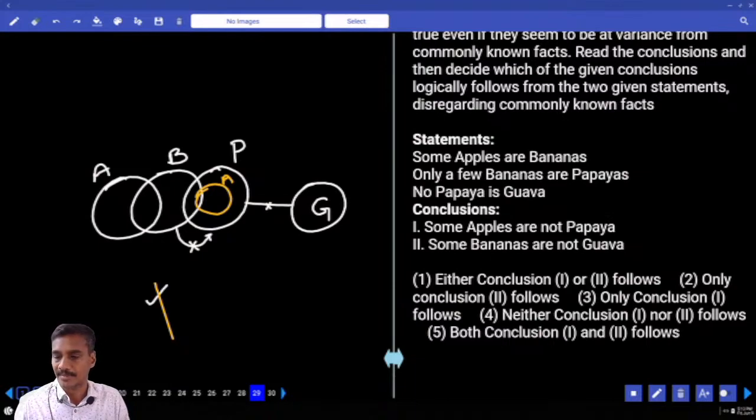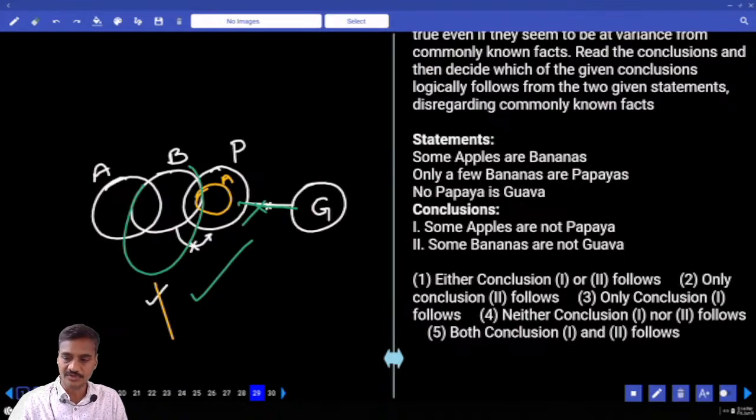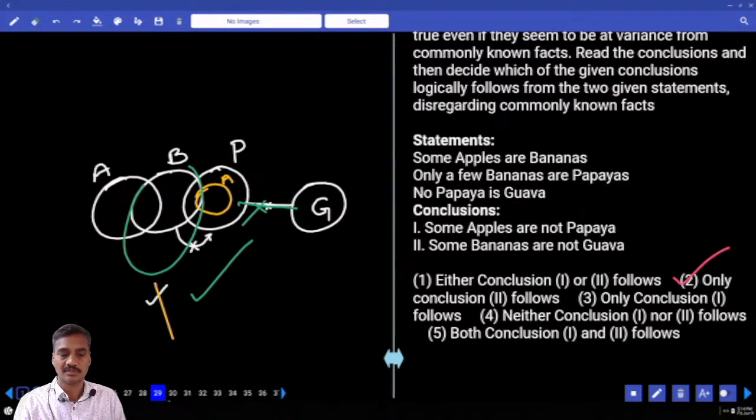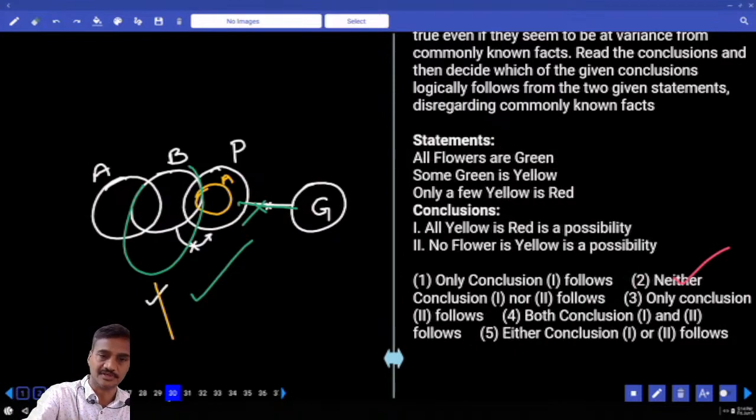Then next one, second: some bananas are not guava. To make this one false, I need to prove all bananas are guavas. If I draw all bananas are guavas like this, the statement no papaya is a guava will become false. So alternate diagram cannot be drawn, this will be true forever. Only two, that is choice 2, question number 29. The next one, 30th. Now in this question number 30, all flowers are green.